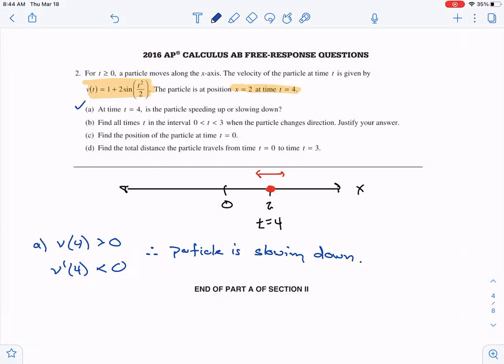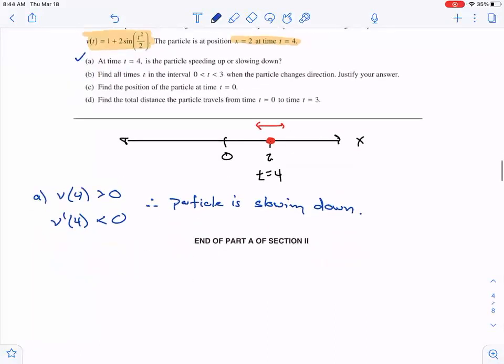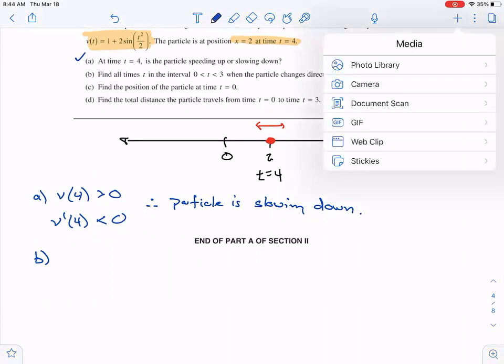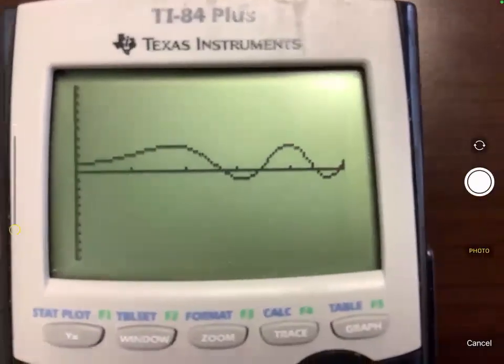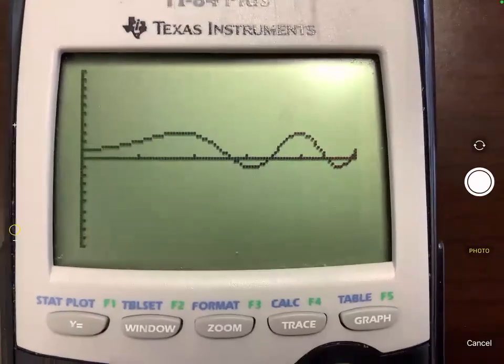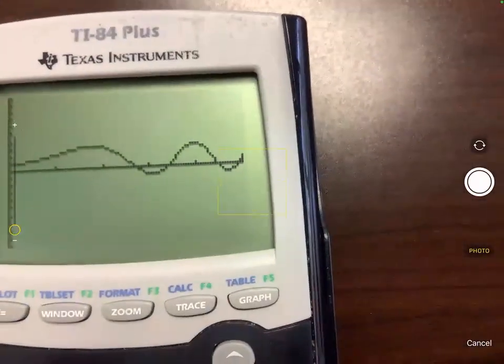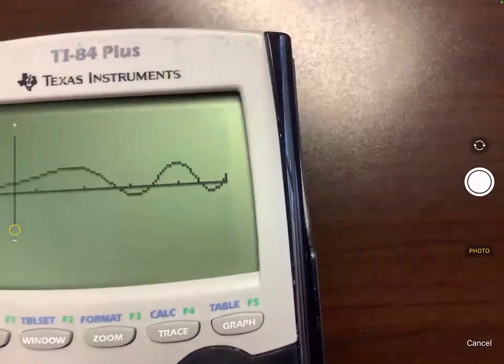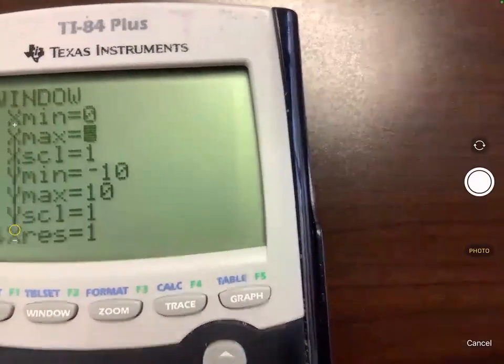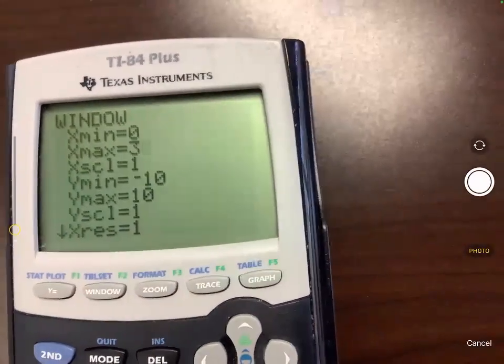Find all times t in the interval 0 to 3 when the particle changes direction. Justify your answer. The particle is going to change direction when velocity changes sign. So I'm going to go to my graph and make sure this time I'm looking just at the interval from 0 to 3. So I'm going to change my window settings, and change my x max to 3.